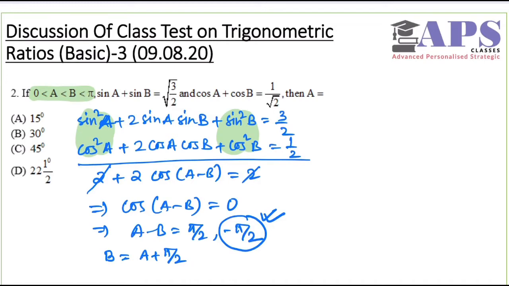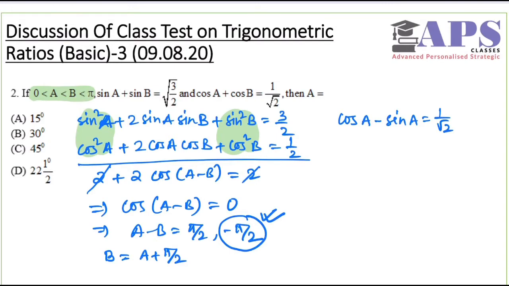Now we put this in any equation. So we put this in the second equation, we get cos a plus cos b. b is pi by 2 plus a, so that is minus sin a, equal to 1 by root 2. This is what we get.